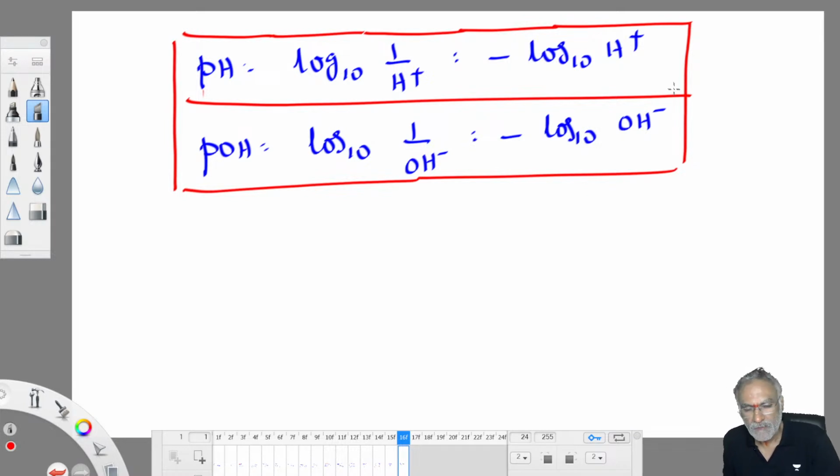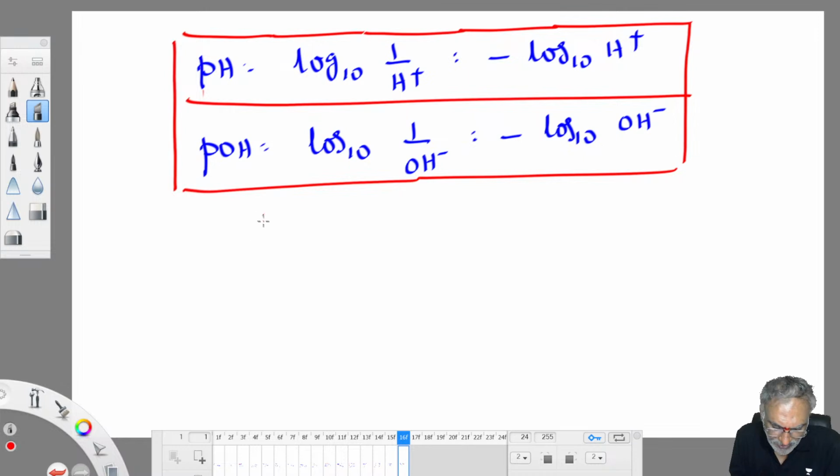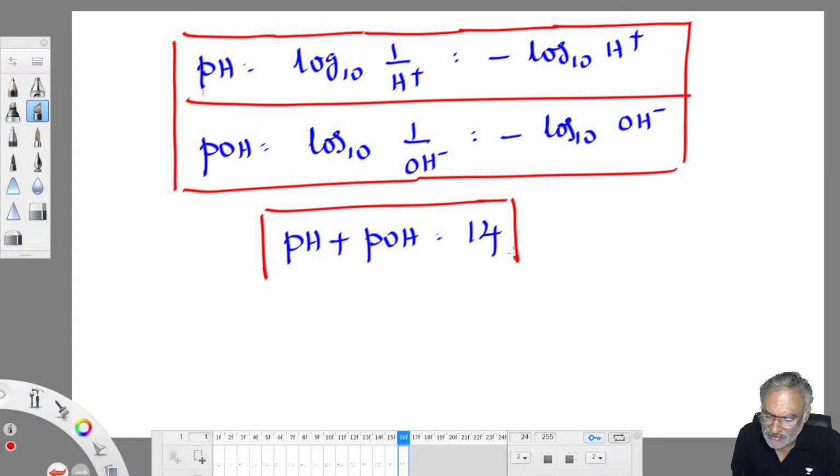Then they ask questions. pOH will be given, you are expected to find out pH, and pH is given, you are expected to find out pOH. So, log 10 1 by H plus, log 10 1 by OH minus. When you replace both of them by this, then what happens? You get one more useful expression, pH plus pOH is equal to 14. So that's how pH scale came into picture. If you know pOH, you can find out pH. If you know pH, you can find out pOH.